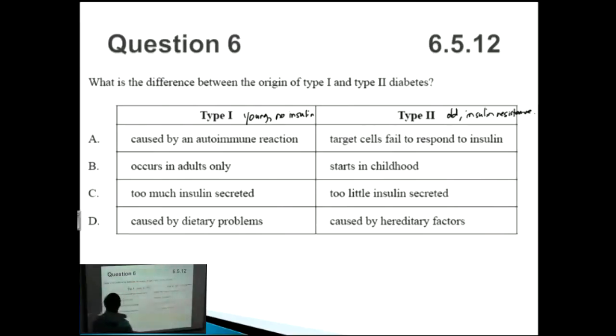So A, caused by an autoimmune reaction. Yes, that is correct. A, target cells fail to respond to insulin. Yep, that's correct as well. They're talking about the failure to respond or resistance there. So A seems like our correct answer once again.